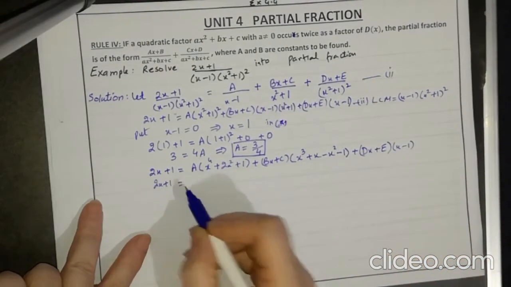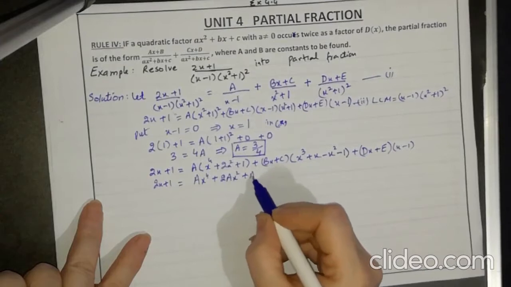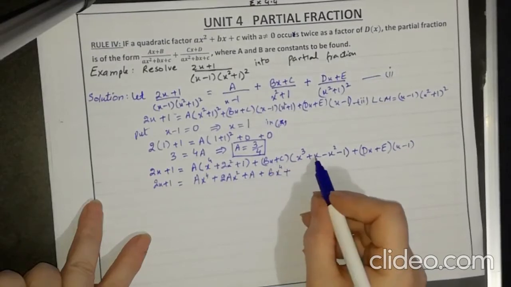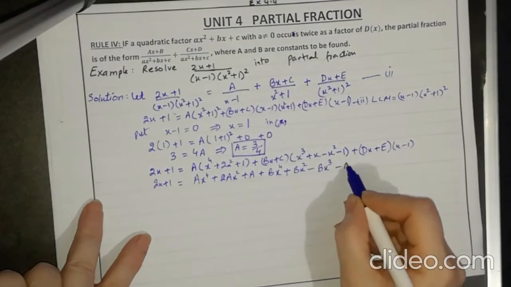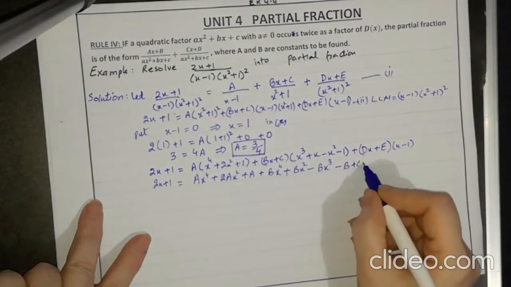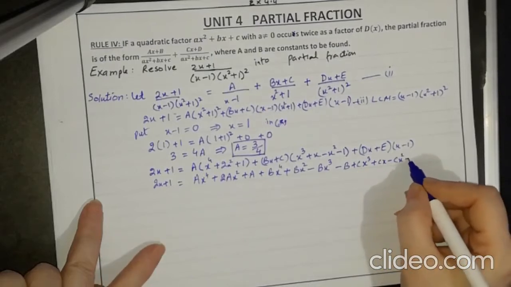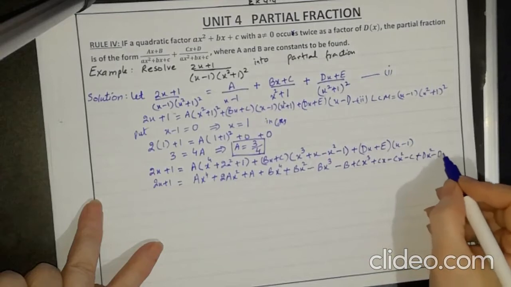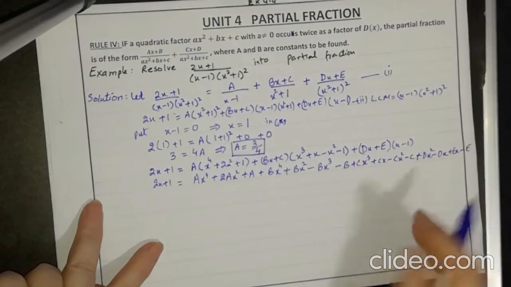So 2x plus 1 is equal to Ax^4 plus 2Ax square plus A, plus Bx cube minus Bx square plus Bx minus B. Now multiply with C: plus Cx cube plus Cx minus Cx square minus C. And now multiply Dx with x: plus Dx square, Dx with minus 1 minus Dx, E with x plus Ex, and E with minus 1 minus E.